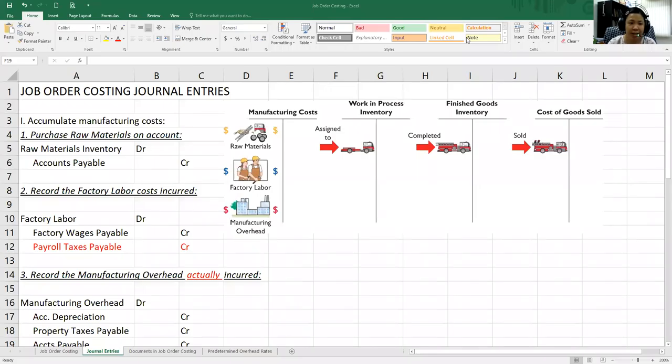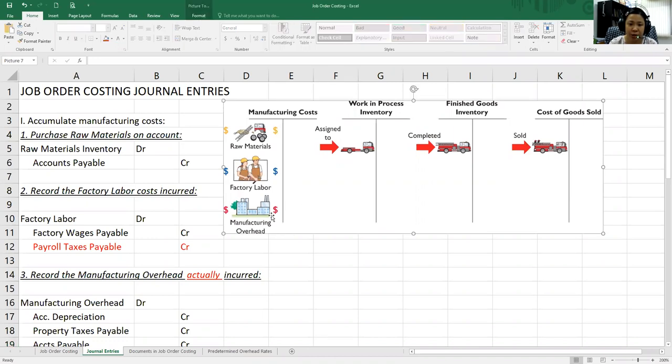All right, now let's look at the cost flow in job order costing. Last time we learned that in manufacturing costs, we have direct material, direct labor, and manufacturing overhead. When these costs are incurred, they will be on the debit side of the manufacturing cost. And then when we use this cost in the production process, we go to the work in process inventory on the debit side.